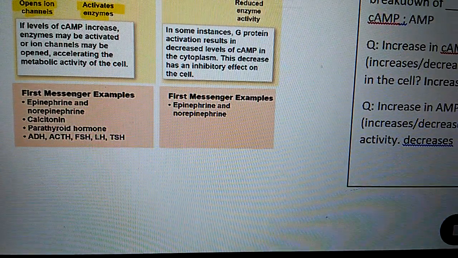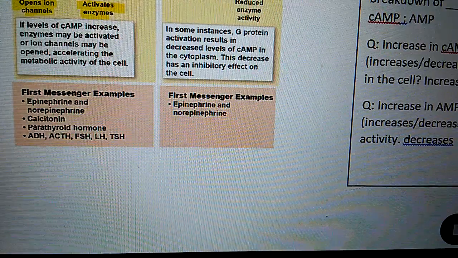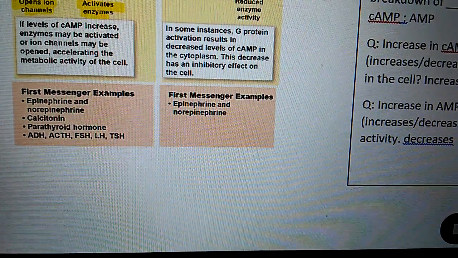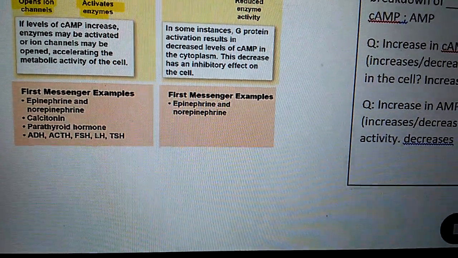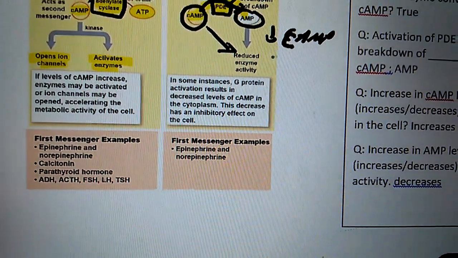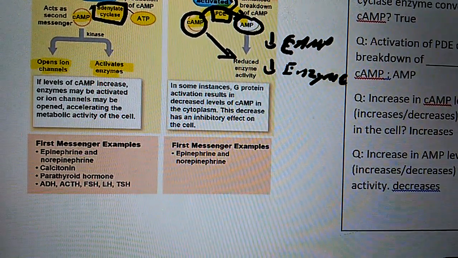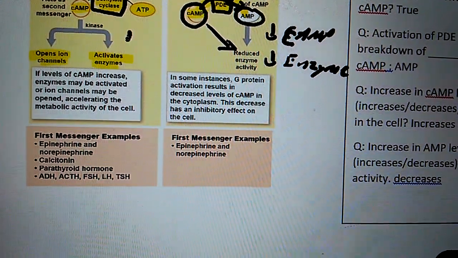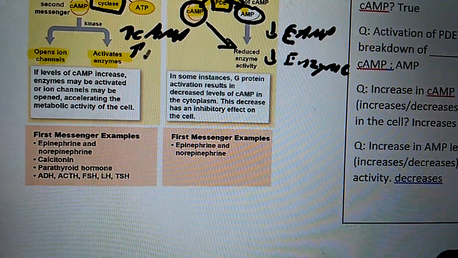If you decrease cyclic AMP levels, does that decrease or increase enzyme activity? Decreases it. Decreased cyclic AMP causes a decrease in enzyme activity. Increased cyclic AMP causes an increase in enzyme activity.